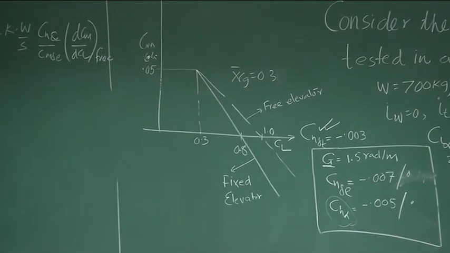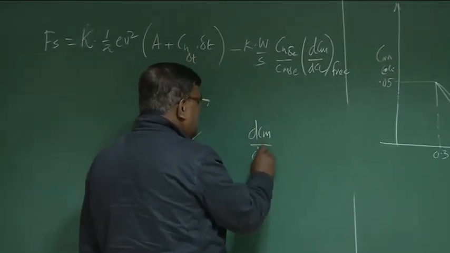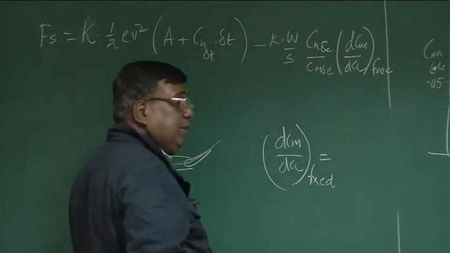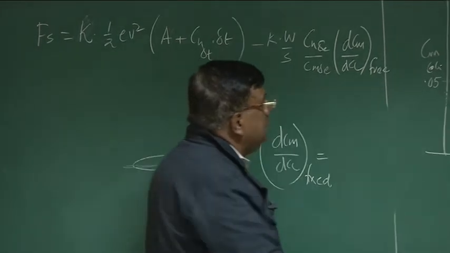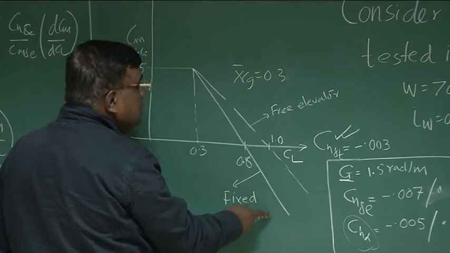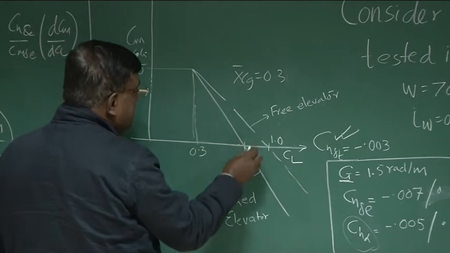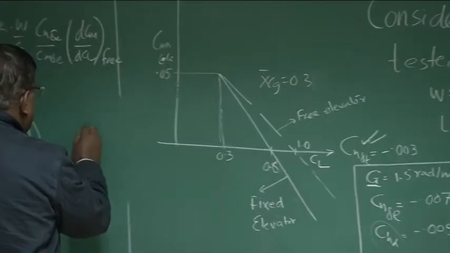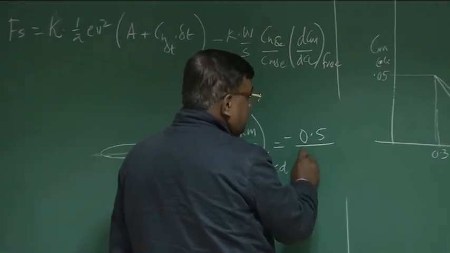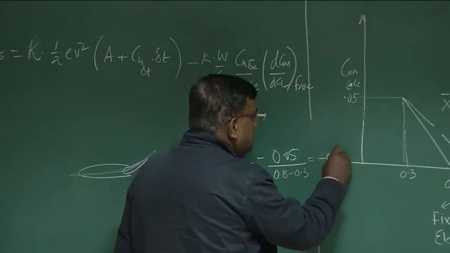Now they have given some numbers also. If I want to know dCm by dCl fixed from this diagram, fixed means elevator fixed, stick fixed, all are the same thing. So this is Cm given, this is Cl given. This is the fixed elevator case, or what we call stick fixed. dCm by dCl will be the slope. This is y by x, that is 0.05 by, minus here, I put 0.8 minus 0.3, so this will be minus 0.1.